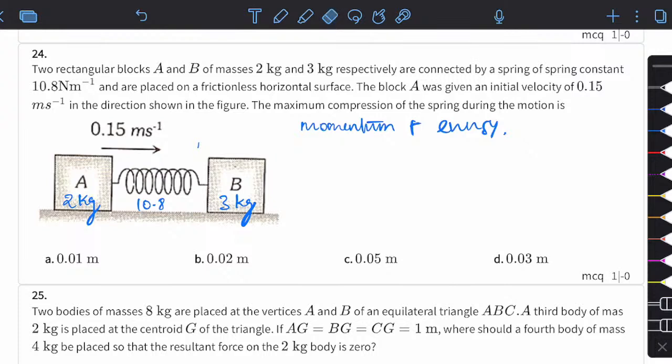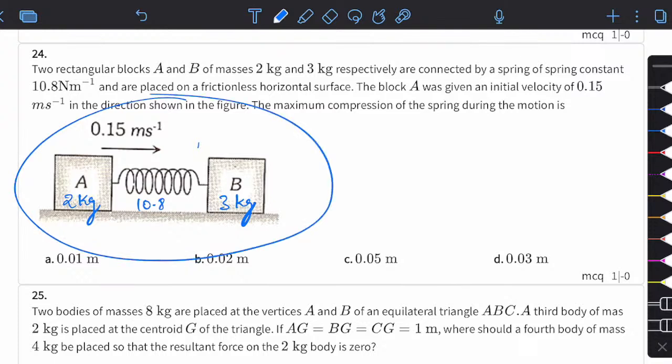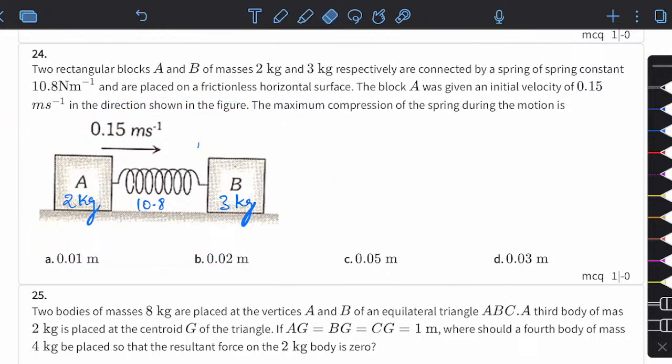Okay. So let's look at momentum first. Now notice, in this entire system, there are no external forces. There is no friction. In the horizontal direction, there are no external forces at all. The only force, the spring force, is an internal force. Now, if there are no external forces on a system, then momentum should be conserved. So let me write the equation for conservation of momentum. Change in momentum is 0, and that implies initial momentum, which was 2 kg into 0.15, must be equal to final momentum. Now, when I write the final momentum, how do I know the velocity of the two masses? The two masses could have different velocities.